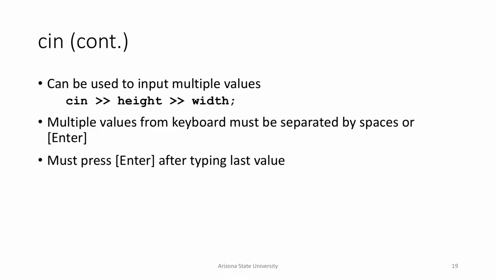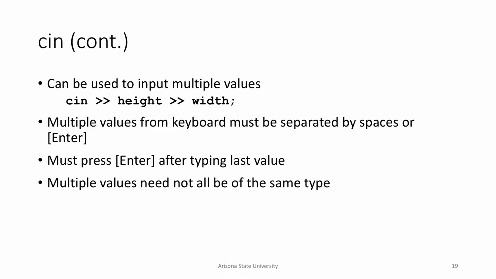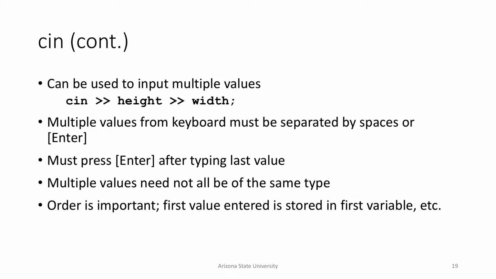If you have multiple things separated by spaces, if you're cinning multiple things, then each of those chunks of text are going to go to each of the variables. The values that you're entering don't need to be all the same type. They don't have to be all integers or whatever. But the order here is important. If I'm doing this statement right here, then the user better enter the height first and then the width. It can't go the other way.